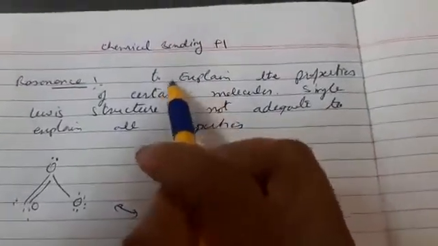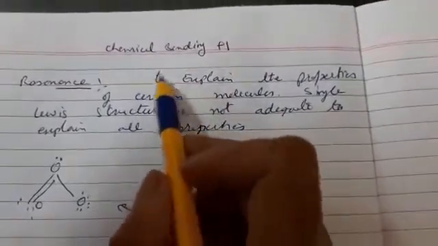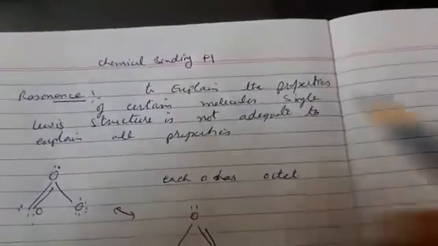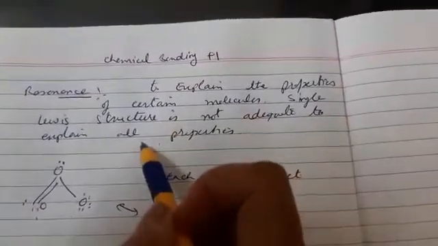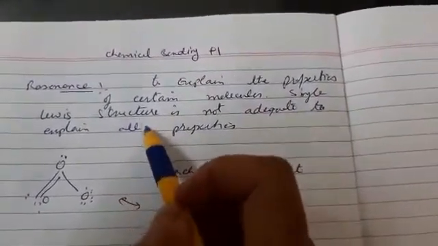Hello students, this is your plus 1 chemistry class and we are doing the chapter chemical bonding. In the previous videos we have discussed the Lewis dot structures and bond parameters. Today we will discuss resonance structures.